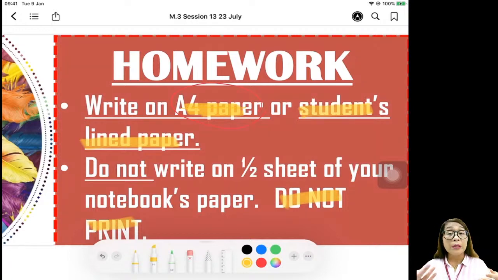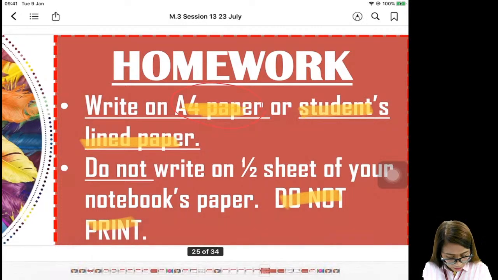Only a few numbers, students. Could you please copy the questions, the given, everything? Only today, I think, 4 numbers or 5. So please do not print. You write in A4 paper, not in half. Not in one half A4 paper or from your notebook. Okay? Please take note of this.